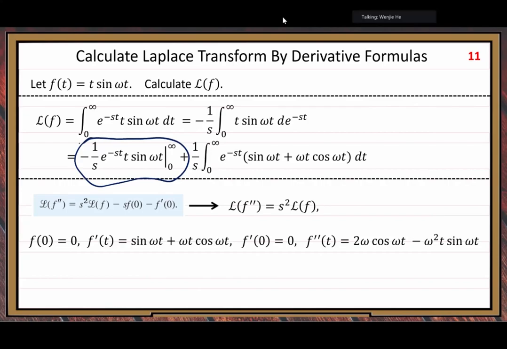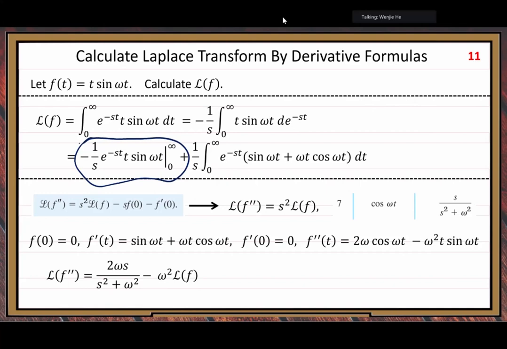Next, we calculate f double prime. Take the derivative, then another round of derivative, and after simplification you have this. Then we need to use our basic formula number 7, the Laplace transform of cosine omega t. Then let's apply L of f double prime.